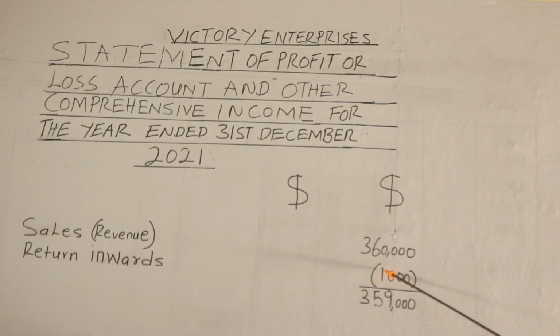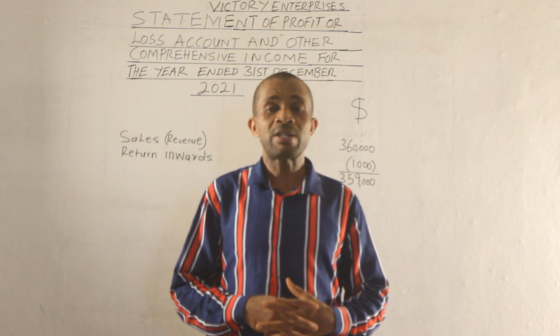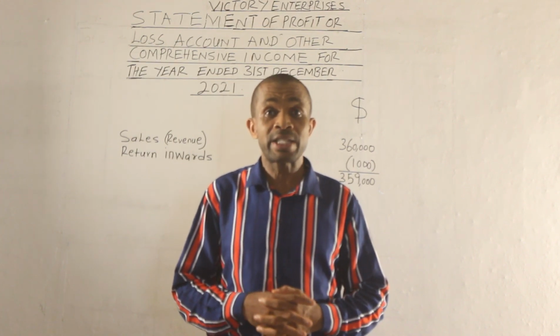As you can see, we deducted $1,000 from $360,000 to obtain $359,000. These returns of $1,000 is called returns inwards or sales returns. Of course, it represents goods sold but was later returned. The $359,000 represents the net sales.